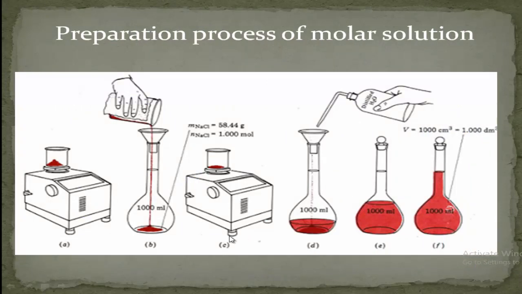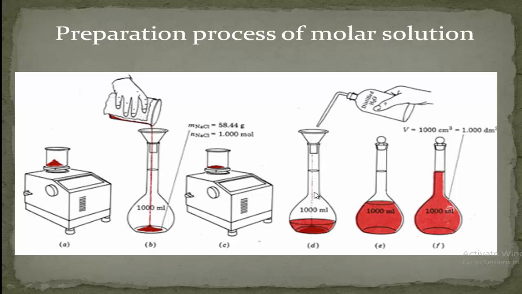For example, we want to make a molar solution of 1000 milliliter, that is 1 liter. For this we have to take a volumetric flask, here a volumetric flask of 100 milliliter, and there is a calibration mark given. Now at first we will measure our solute substance using a digital balance. Then we will add water and dissolve it, and then we will pour this solution into the volumetric flask using a funnel.